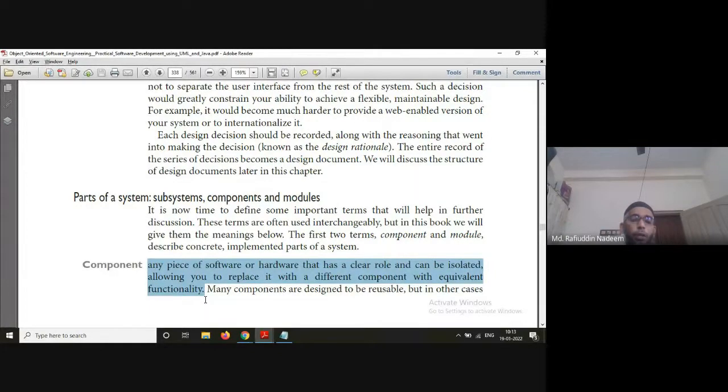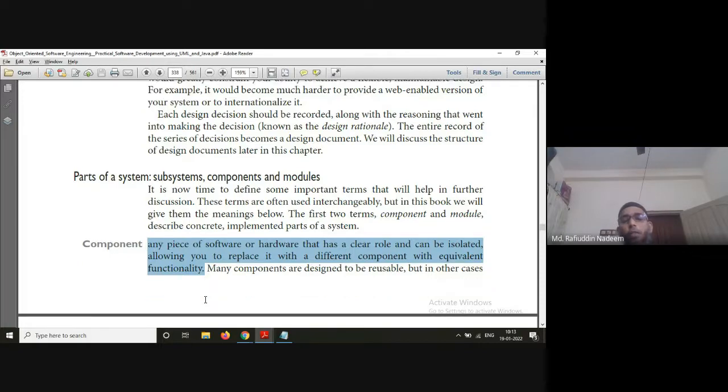So it is a component. What you can do, you can replace it with another hard disk with equivalent functionality. A battery is there. You can remove the battery and you can replace it. A software is there. You can remove that software and you can replace it with another software which has equivalent functionality. And many components are designed to be reusable.